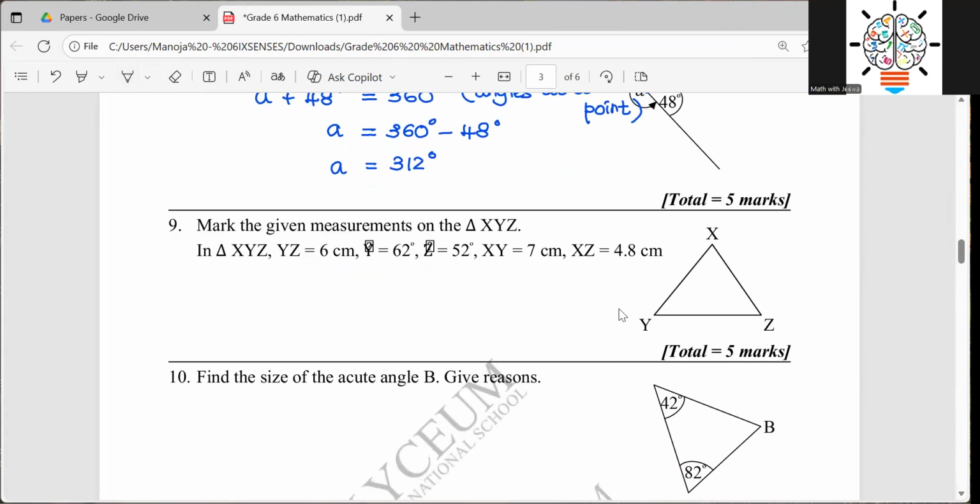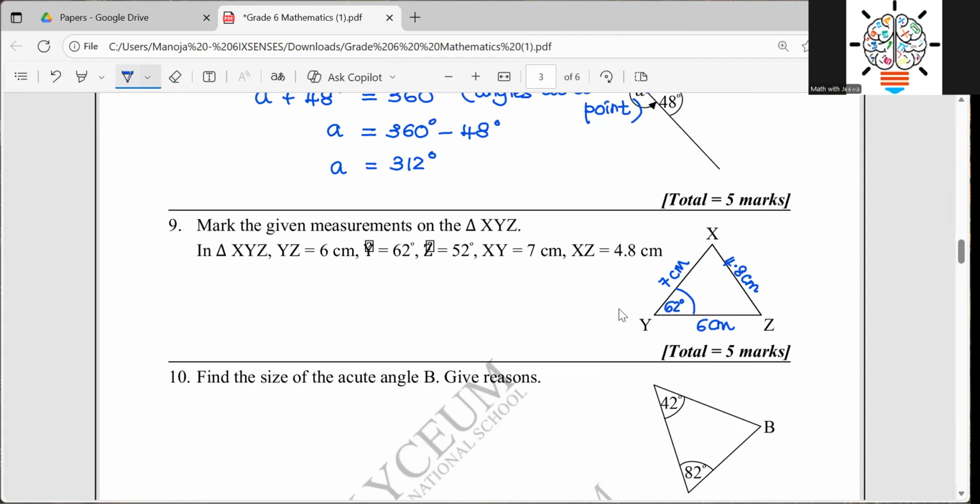Mark the given measurements on triangle XYZ. So YZ is 6 centimeters. You want to mark that. And then the Y angle is 62, and XY is 7 centimeters, and XZ is 4.8 centimeters. That's it, right? Okay, Z angle, it is 52.